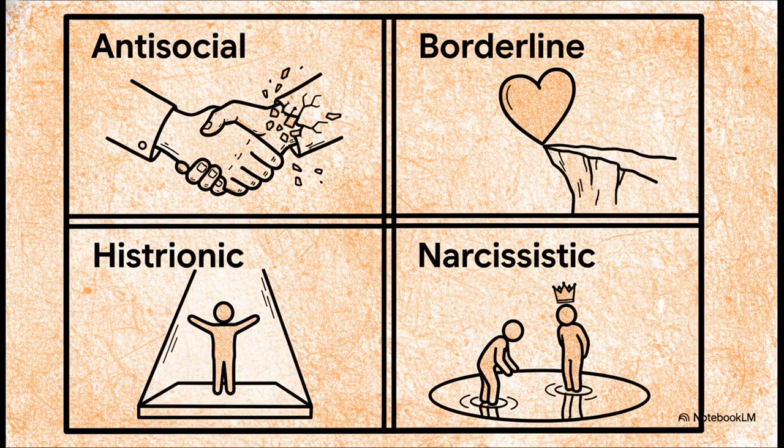Now, this cluster is a bit bigger, with 4 distinct disorders. We have antisocial, which is marked by a real disregard for other people's rights. Then there's borderline, with its intense fears of abandonment and huge emotional instability. Next is histrionic, which is characterized by a powerful need for attention. And finally, narcissistic, defined by a deep need for admiration and a real lack of empathy. They're all unique for sure, but they all share that core theme of emotional dysregulation.